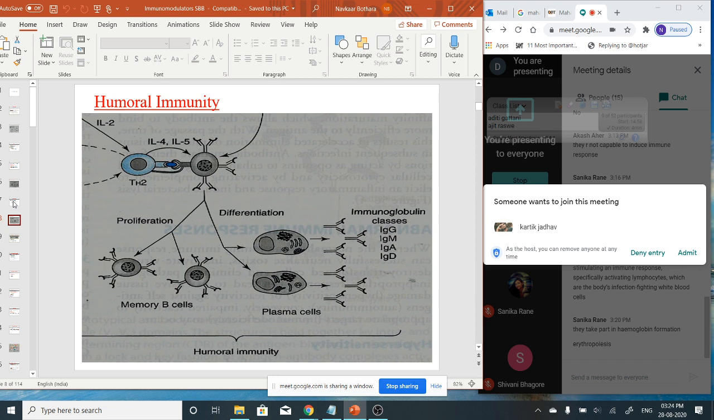If we see, this is how from the T cells, that is, the thymus type 2 cells, we can have interleukin.